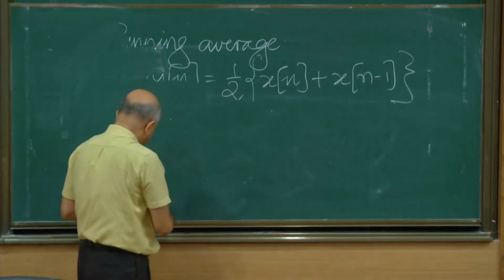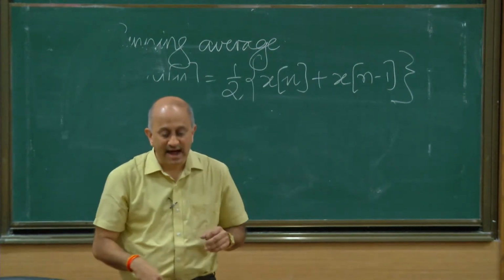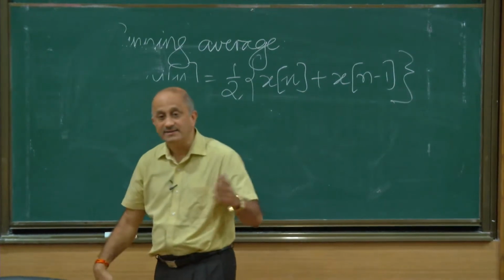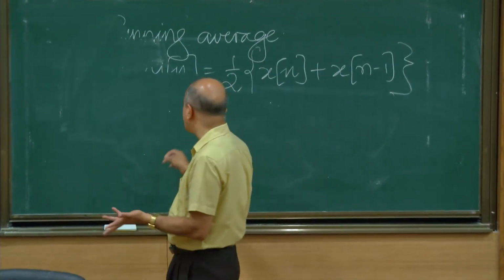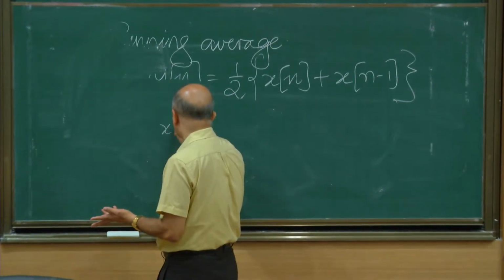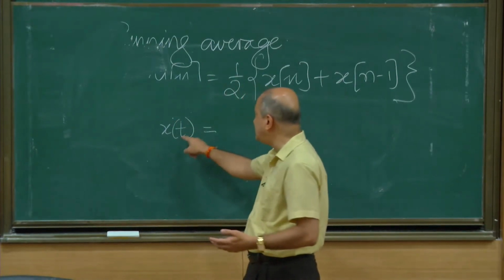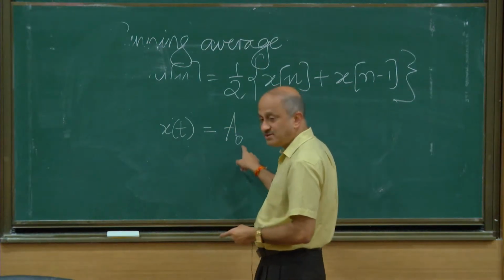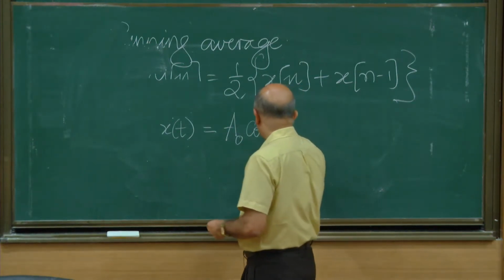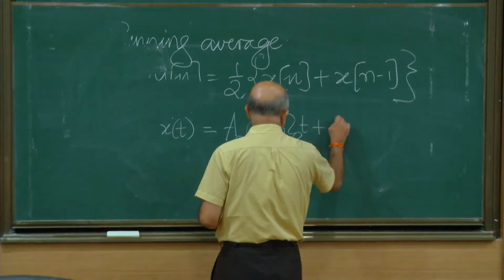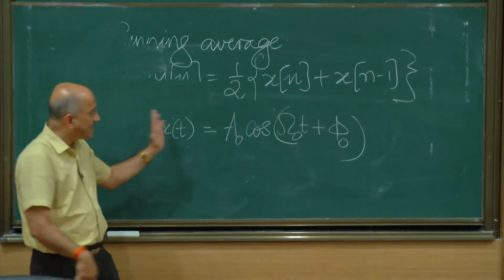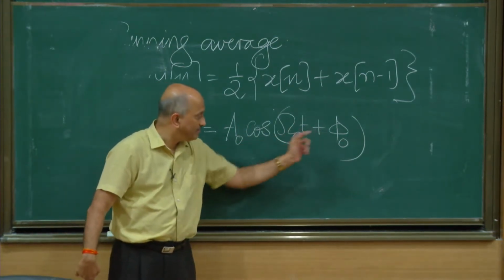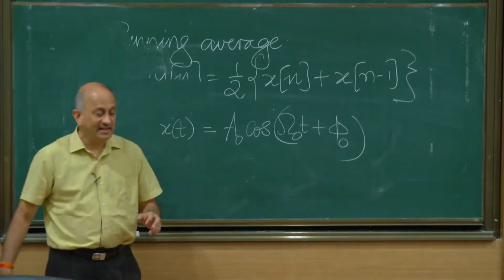We first need to ask some questions. Suppose you had a continuous time sine wave. How would you write it? x of t, where t is the continuous variable, time. We could write it as A naught cos(omega naught t plus phi naught). This is a continuous time sine wave, with amplitude A, angular frequency omega and phase phi.